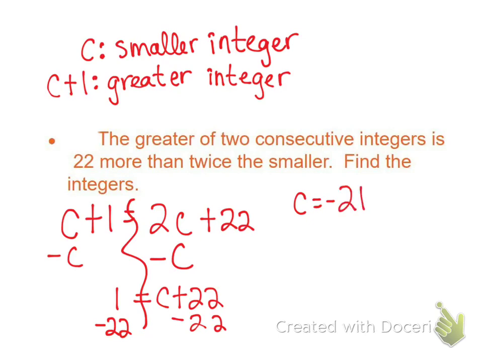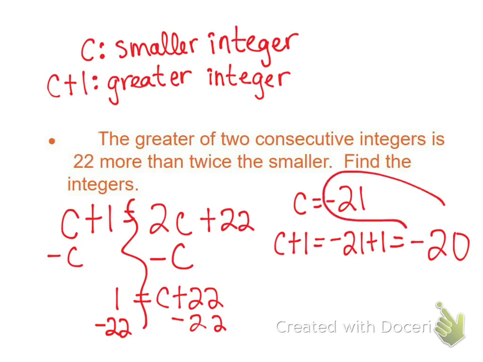Negative 21. But they don't just want C, they want the integers, both of them. So my other integer is going to be, careful, we have to take C plus 1. So that's -21 plus 1, which is -20. So those are my two integers, -21 and -20.